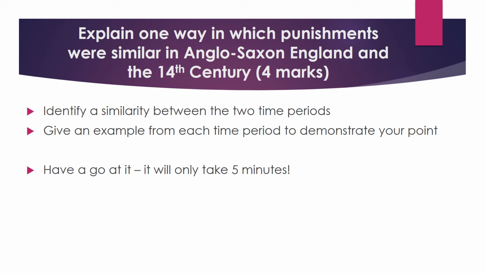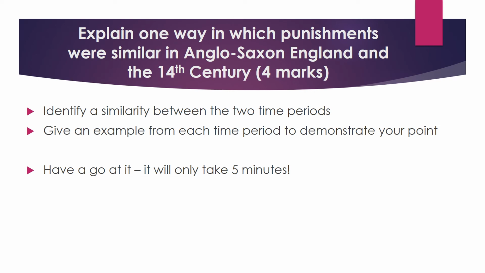So we're just going to read through the question together and pick out what it's actually asking you to do. So it says, explain one way in which punishments were similar in Anglo-Saxon England and the 14th century. So we're looking for something that is the same in these 2 time periods. We've got Anglo-Saxon England, which is anything from the year 1000 to 1066, and the 14th century are the 1300s, so in the middle of this medieval time period. Remember, the century number is always 1 higher than the year it is in. For example, we are in the 21st century, but the year is 2020.